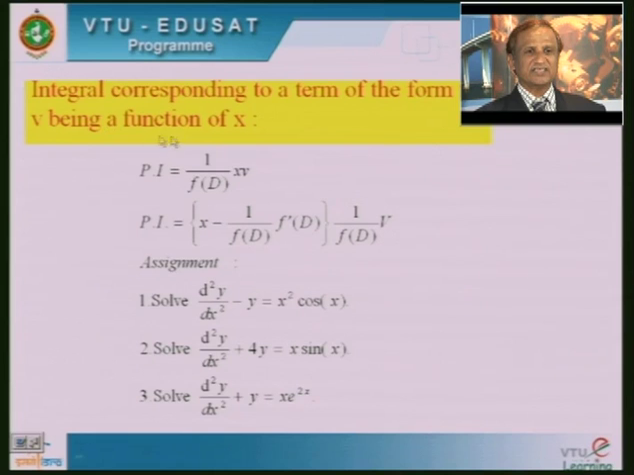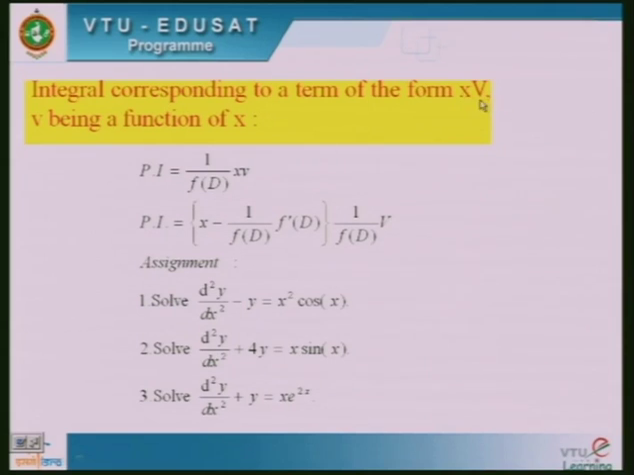So, friends, the right hand side member may be of the type x into V. So, in this case, how do we find a particular integral? x into V means, for example, x into sin x or x into cos x or maybe x into e raised to ax. So, in that case, how are we going to find the general solution? First part is as usual, you can find the complementary function. Second part you can write in this form: 1/f(D) of x into V, where again V may be a function of x.